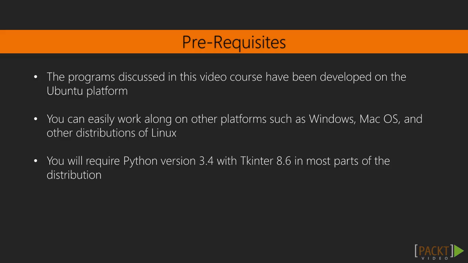The programs discussed in this video course have been developed on the Ubuntu platform. However, given the multi-platform abilities of Tkinter, you can easily work along on other platforms such as Windows, Mac OS, and other distributions of Linux. For this video course, you will require Python version 3.4 with Tkinter 8.6 in most parts of the distribution. The links to download and install other project-specific modules and software are mentioned in the respective sections.